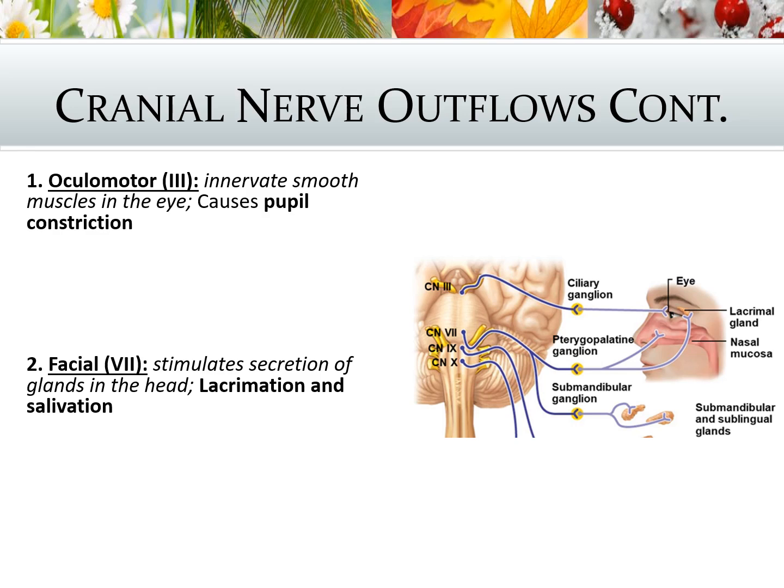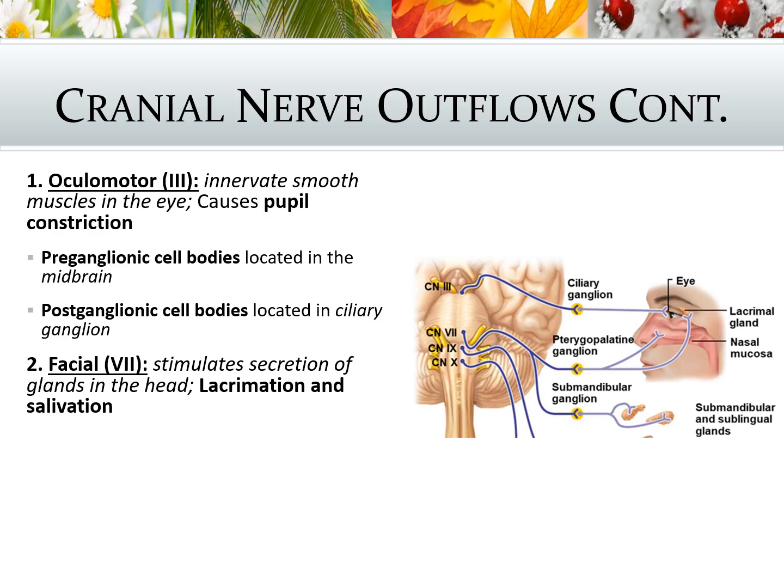So our oculomotor nerve, besides innervating the majority of the skeletal muscles of the eye, 4 out of the 6, also innervates the smooth muscles of the eye, which causes pupil constriction when we're talking about the parasympathetic nervous system. Our preganglionic cell bodies are in the midbrain of the brain stem, and the postganglionic cell bodies are in the ciliary ganglion, but again, don't worry too much about the names.